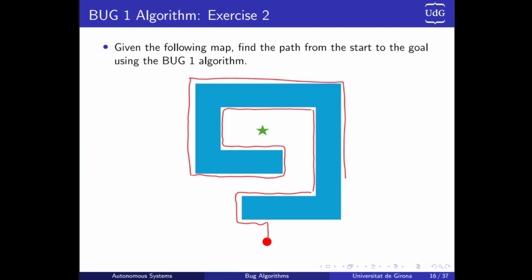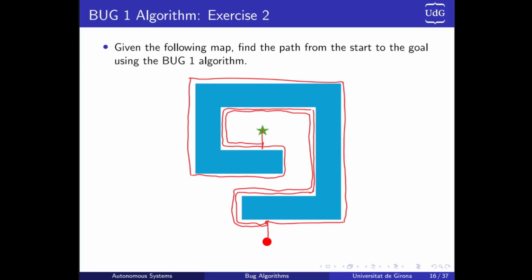All the obstacle, until we reach again the initial position. And here we say, where is the closest point? And probably the closest point is this one. Then how do we reach again this position? I think that from the left, no? We move here, we move here, we move here, and then we just move towards the goal.